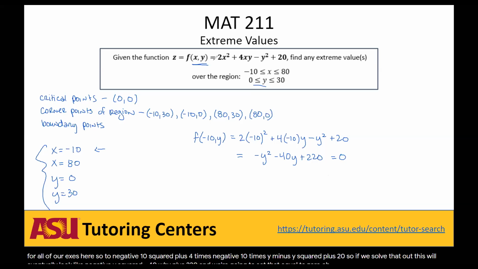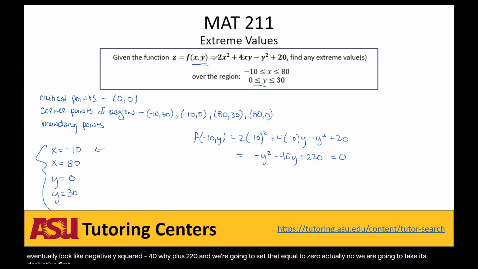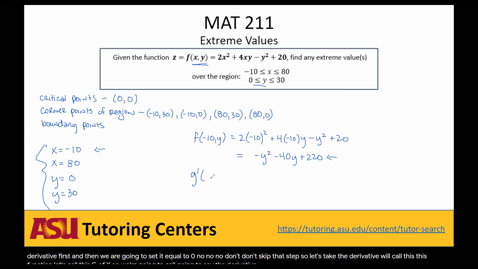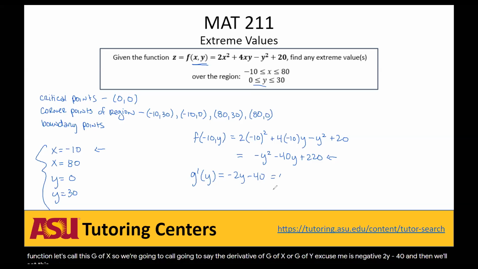Oh, actually, no, we are going to take its derivative first, and then we are going to set it equal to 0. Don't skip that step. So let's take the derivative. We'll call this function g of x. So we're going to say the derivative of g of y, excuse me, is -2y minus 40. And then we'll set this equal to 0.